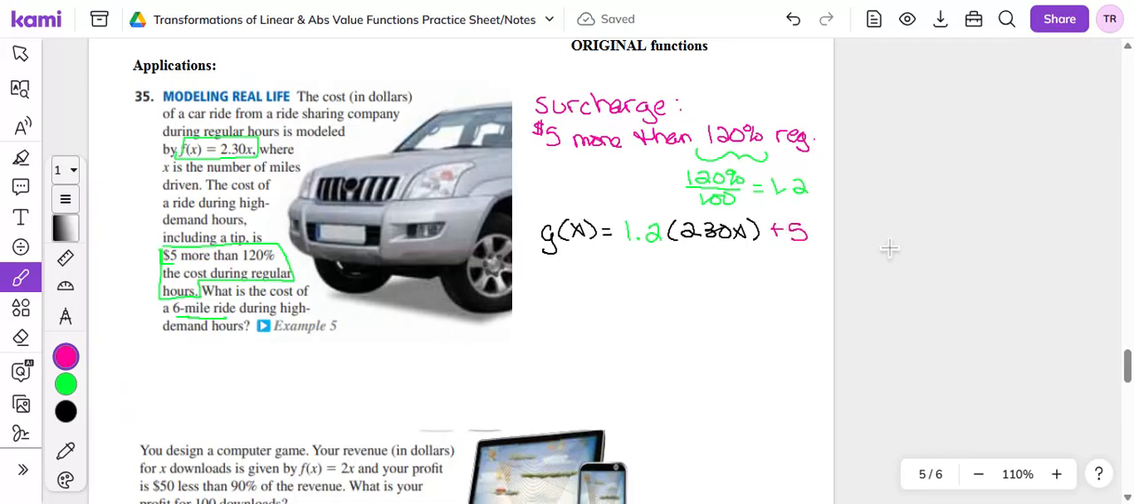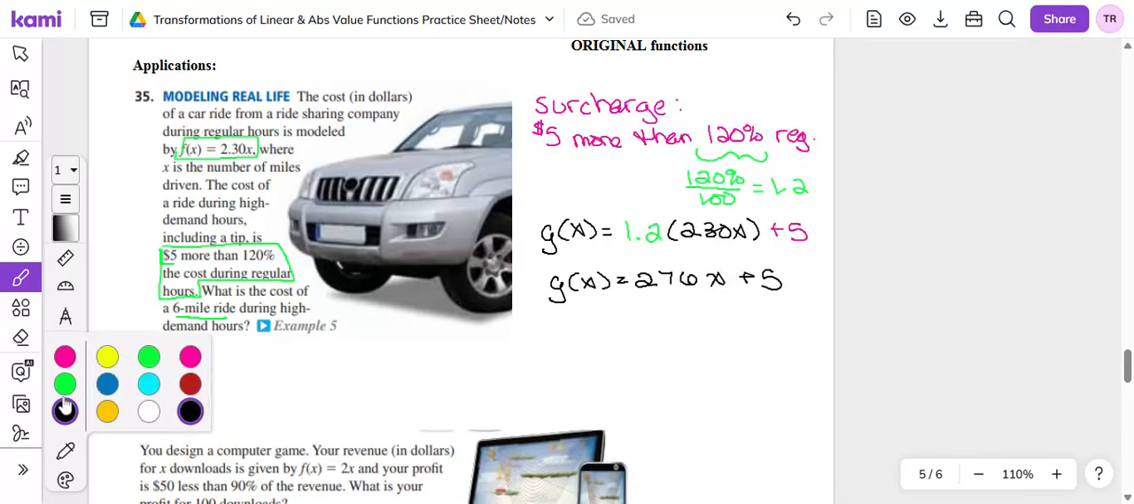So there's our combo. We didn't have to do it step by step like in that previous one because it made sense that I would multiply the original, 120% of the regular, and then add $5 to it. Doesn't matter when I add the $5, it's happening. And then when I clean this up, I would distribute. I get g of x equals 2.76x plus 5.